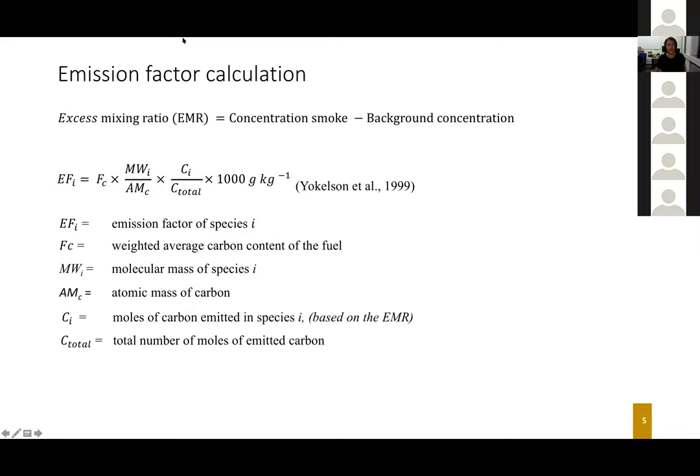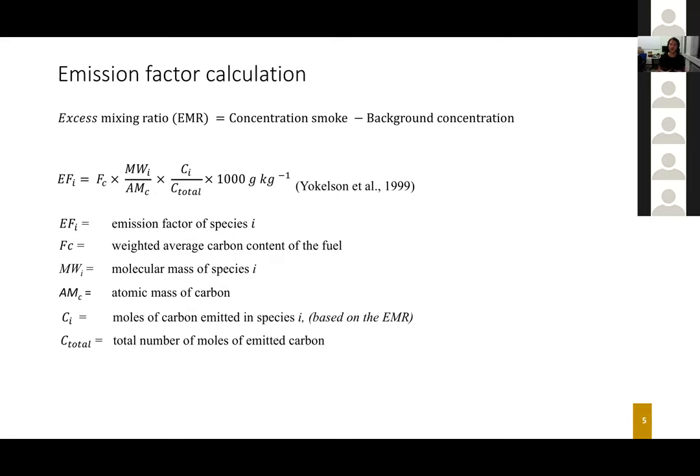Just for the people that are not familiar with emission factors, I'll give a short introduction on how these factors are actually calculated. To get the emissions, we use a background concentration, which is determined before the fire, and we subtract this from the concentration in the samples. The emission factors are then based on the carbon content of the fuel, which is a weighted average of the total carbon that is combusted, so the different fuel classes that we use. Then there's a factor to compensate for the molecular mass of the species that you're measuring at that point.